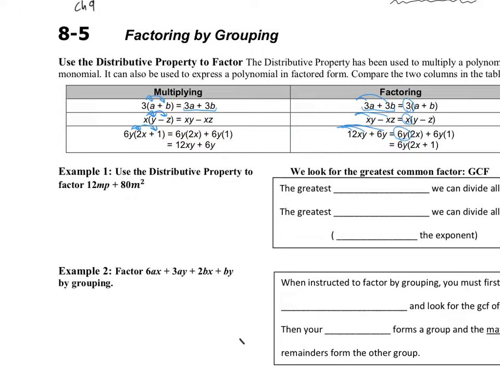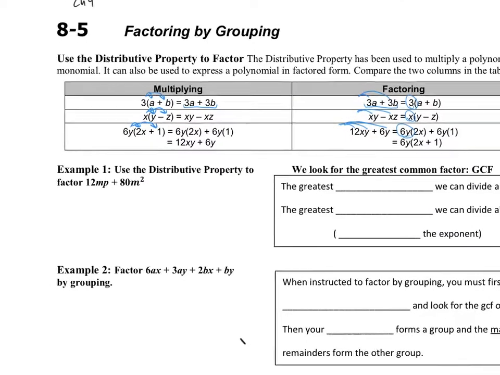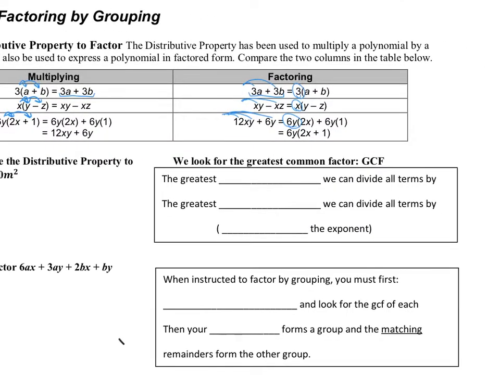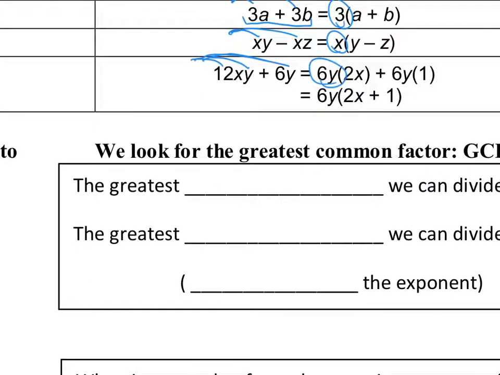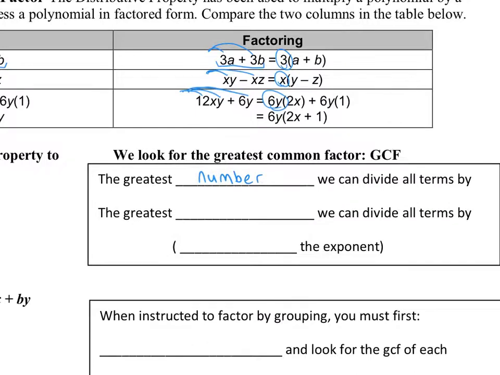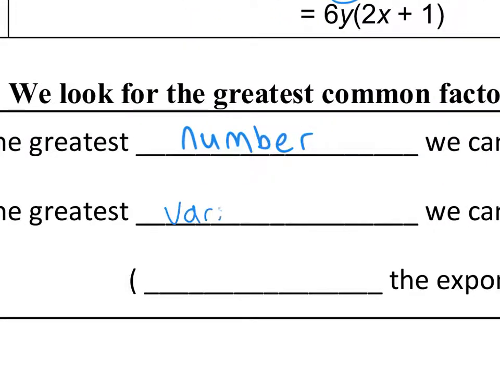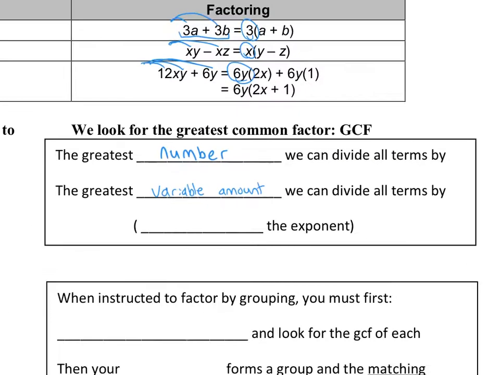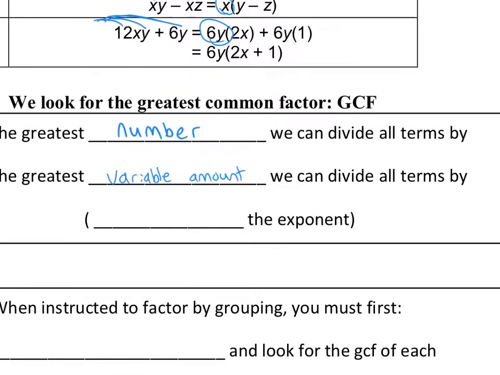All right, here's how you do it. We're going to do the opposite. So it says use the distributive property to factor this. In order to factor, we're looking for the greatest common factor. And this is in two parts. It's the greatest number we can divide all terms by, and it's the greatest variable amount that we can divide all terms by. And remember, when you're dividing by a variable, that means we will be subtracting the exponent.